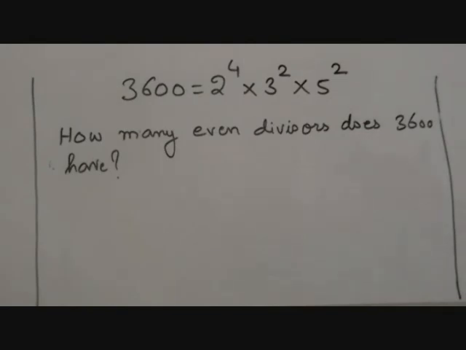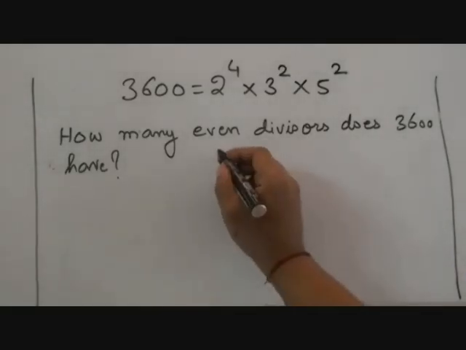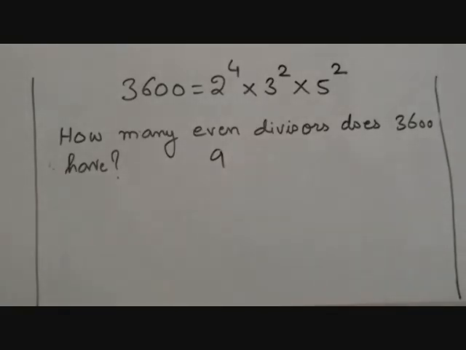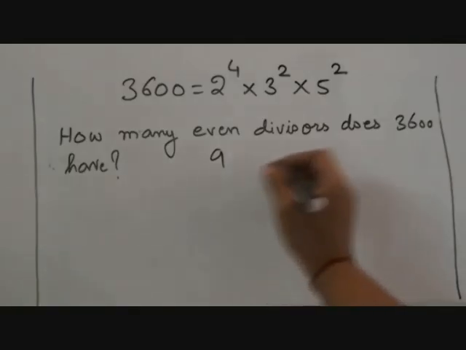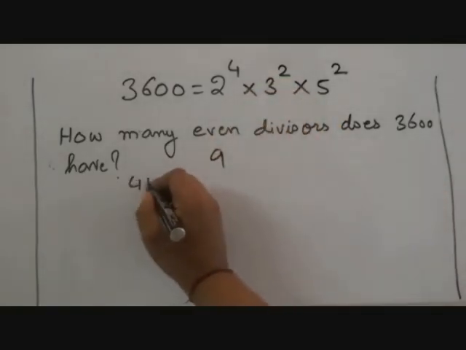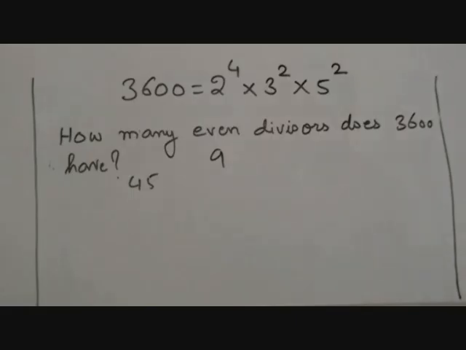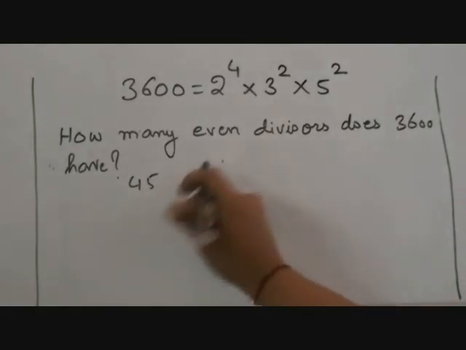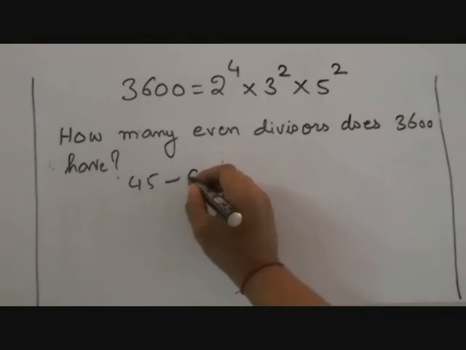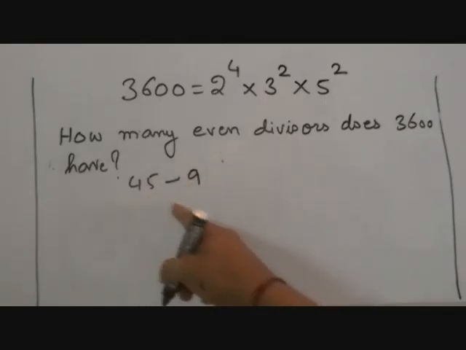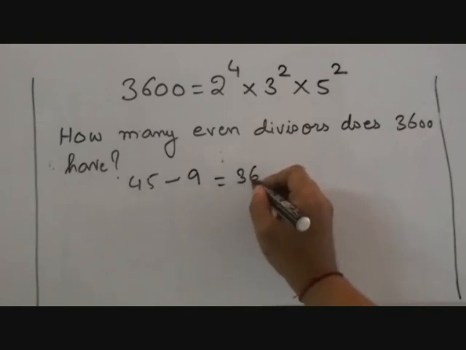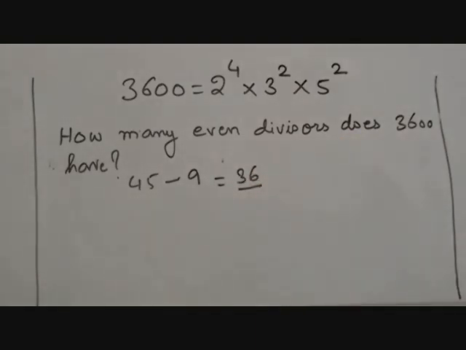Okay, let's see the next question. How many even divisors does 3600 have? We have just calculated the number of odd divisors. So 3600 has 9 odd divisors in all. And we also calculated the total number of divisors that 3600 has. We know that 3600 has 45 divisors in total, out of which 9 are odd. Therefore, the number of even divisors would be 45 minus 9, or 36 even divisors in total. Can we do it some other way? Yes, we can.